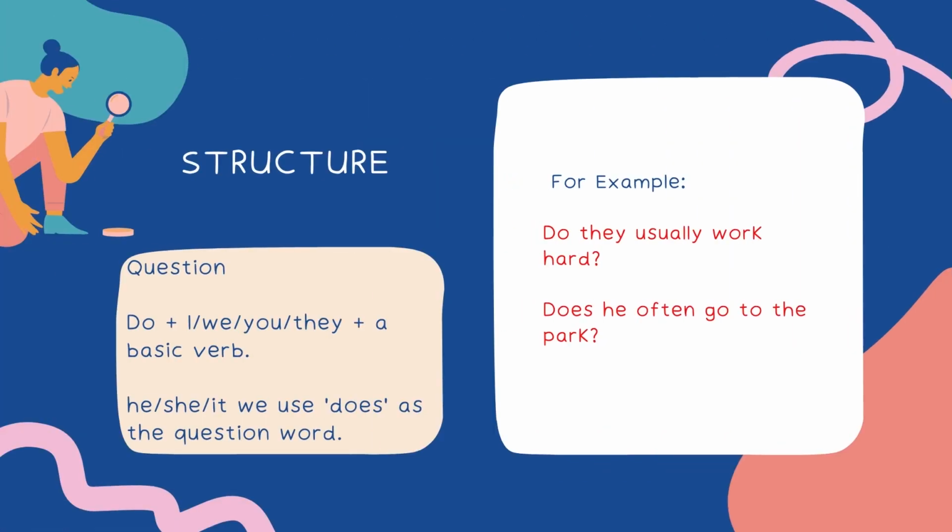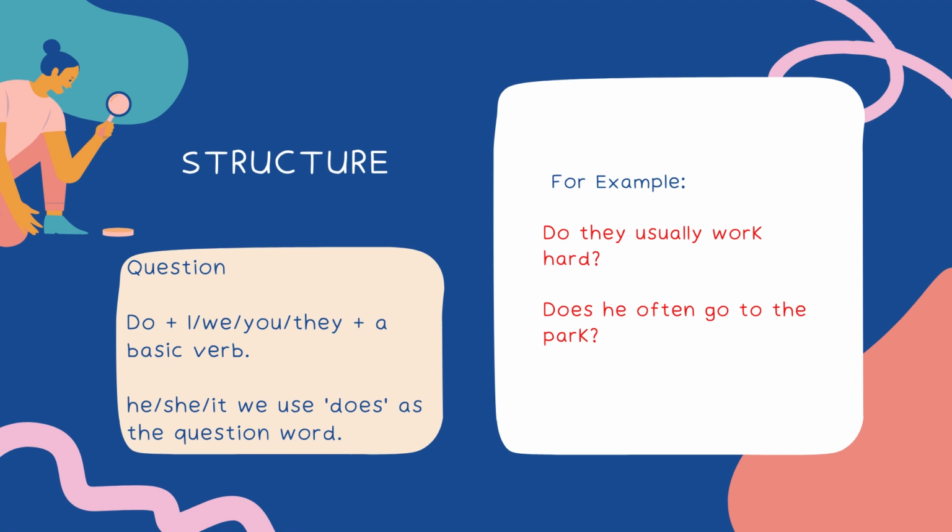Finally, let's look at the question structure. We use this form: do, plus I, we, you, they, plus a basic verb. And for he, she, it, we use does as the question word. Can you see, does? Does is basically do plus s, so does plus he, she, it, plus basic verb. For example, do they usually work hard? Or, does he often go to the park?